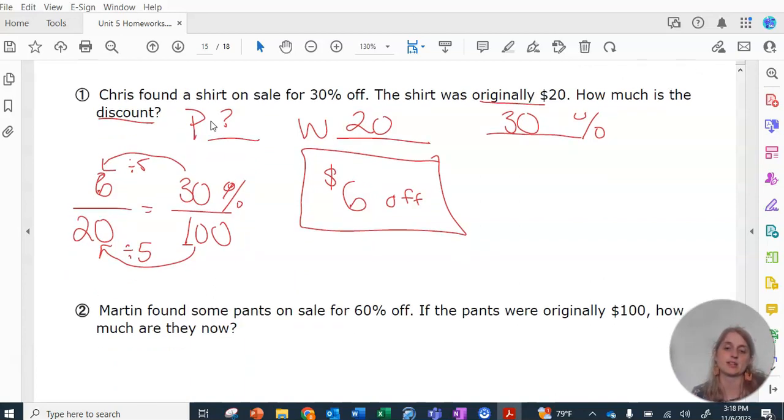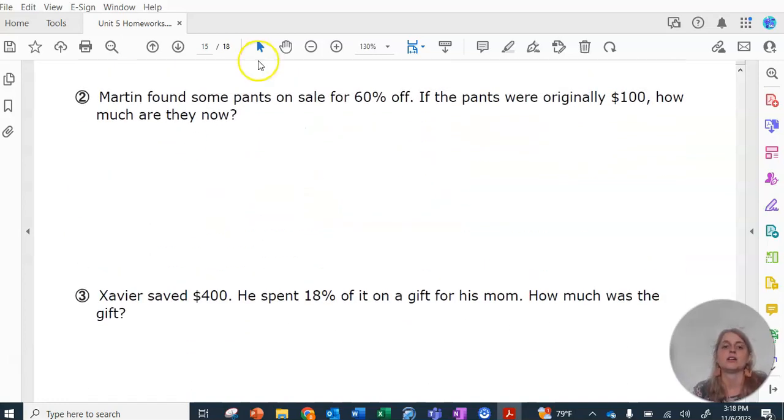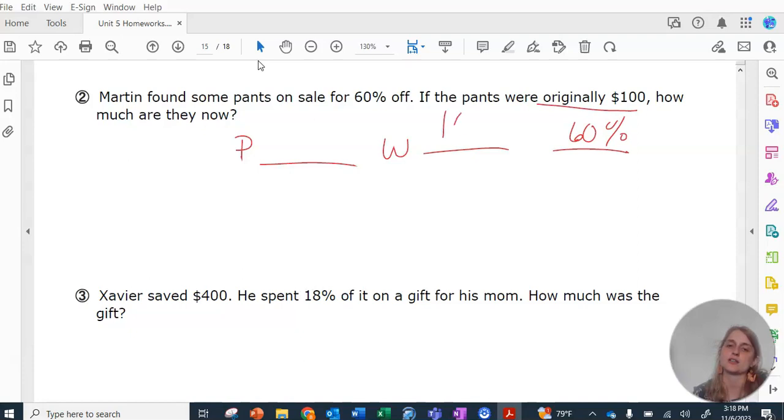Martin found some pants on sale for 60% off. All right, lots of sales today. The part we don't know yet, the whole we don't know yet, but we do know that it's 60%. The pants were originally $100. How much are they now?